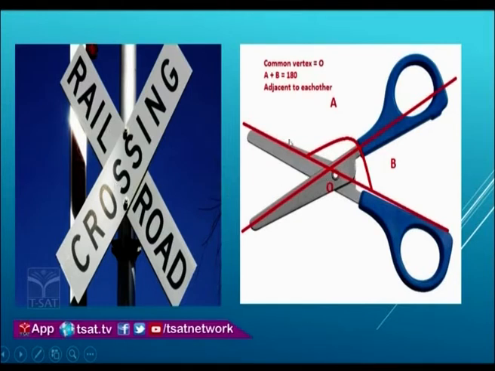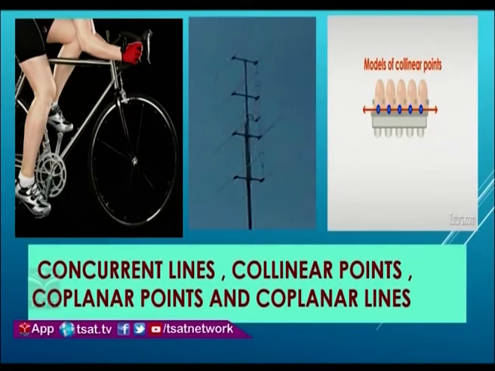And the scissor, if you take the red color lines, did you observe here? These two red color lines are intersecting each other and meeting at a common point O. So this is an example for intersecting lines. Hope every day we are using all this geometry in our real life, right? Now, let me move to the next concept.